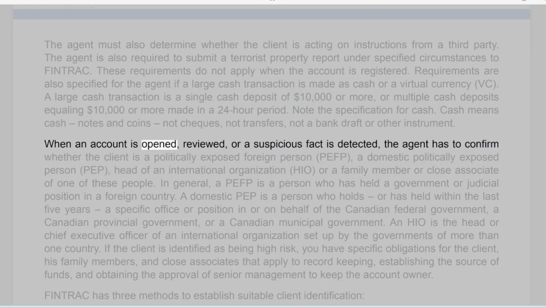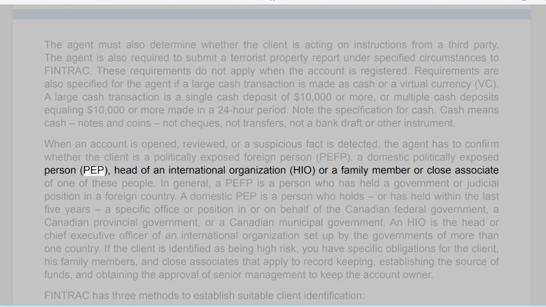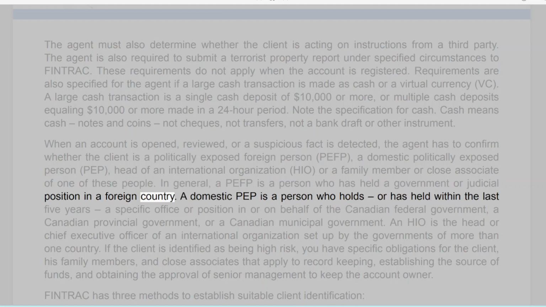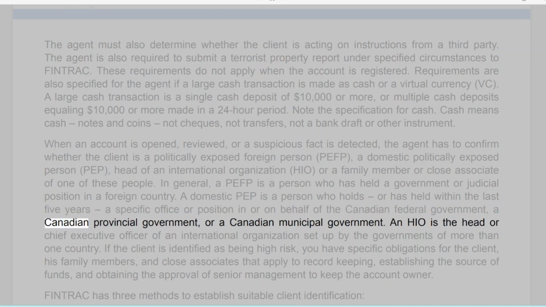When an account is opened, reviewed, or a suspicious fact is detected, the agent has to confirm whether the client is a politically exposed foreign person, PEFP, a domestic politically exposed person, PEP, head of an international organization, HIO, or a family member or close associate of one of these people. In general, a PEFP is a person who has held a government or judicial position in a foreign country. A domestic PEP is a person who holds, or has held within the last 5 years, a specific office or position in or on behalf of the Canadian federal government, a Canadian provincial government, or a Canadian municipal government.